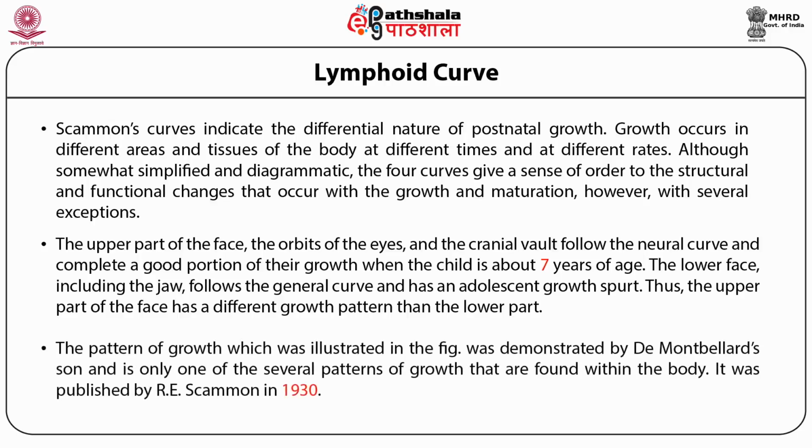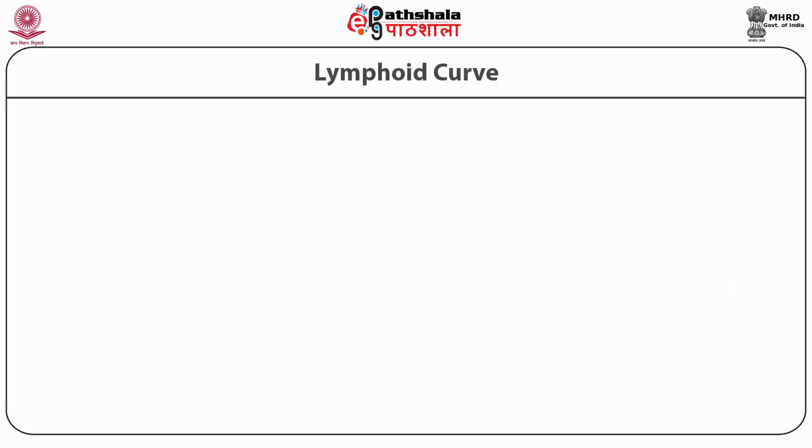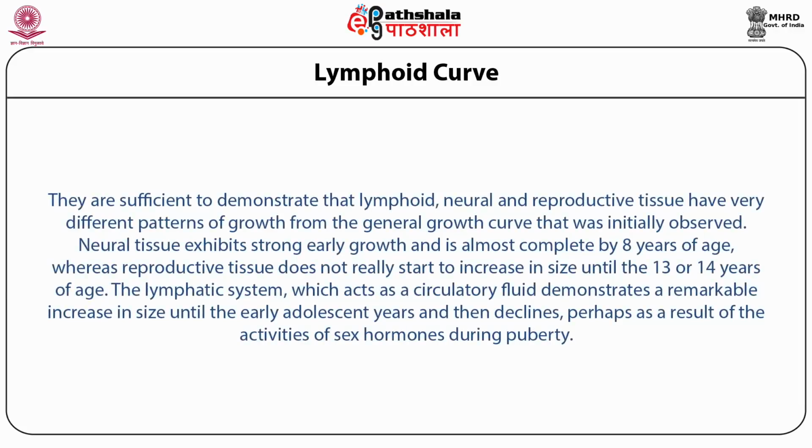The pattern of growth, which was illustrated in the figure earlier, was demonstrated by de Montbeillard's son and is only one of the several patterns of growth that are found within the body. It was published by Scammon in 1930. They are sufficient to demonstrate that lymphoid, neural and reproductive tissues have very different patterns of growth from the general growth curve that was initially observed.